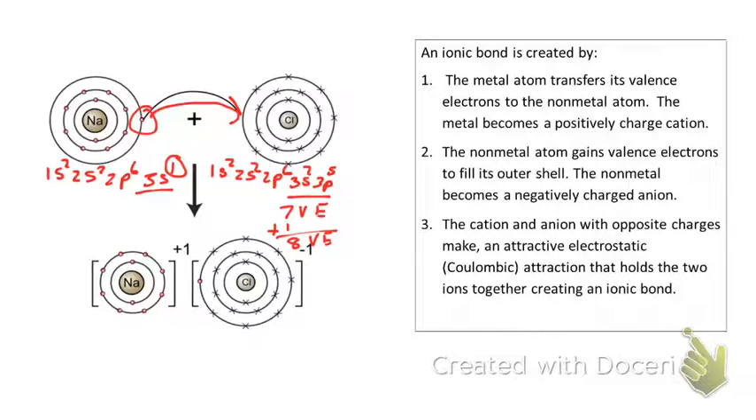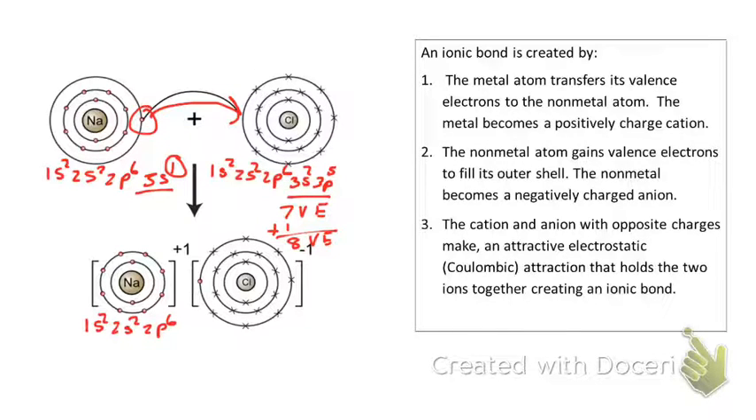So what about sodium? Let's look at their final electron configurations once the transfer has taken place. For sodium, its new electron configuration is 1s2, 2s2, and 2p6.